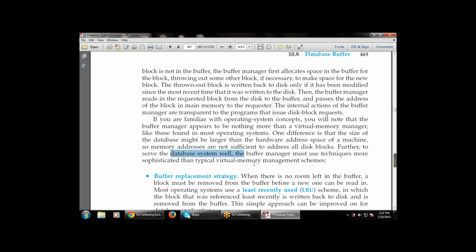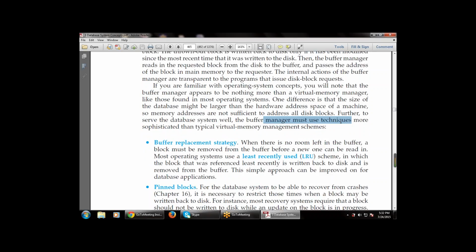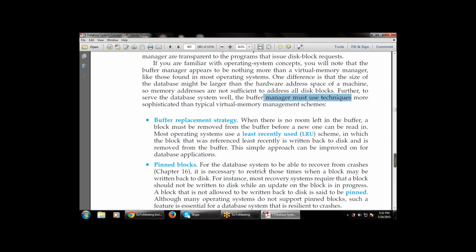Now, to serve the database system well, the buffer manager must use techniques more sophisticated than the typical virtual memory management scheme. Buffer management uses various techniques to manage the buffer. What are these techniques? First is the buffer replacement strategy, such as LRU, the least recently used.